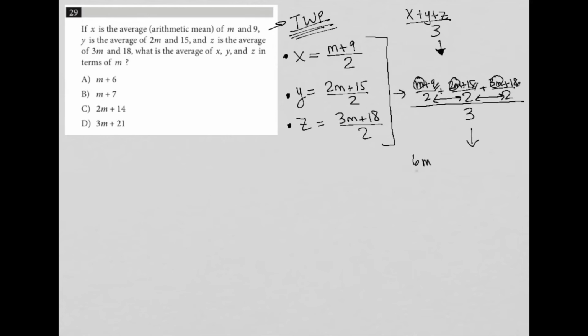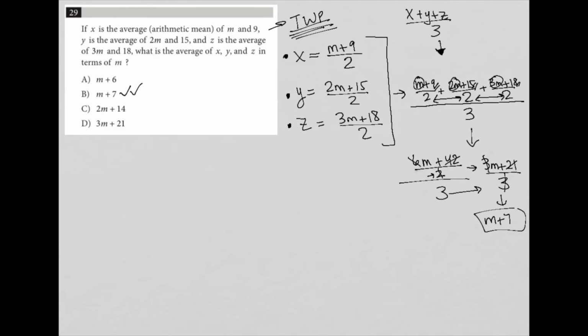If I combine all of those three fractions together, given they have a common denominator, what I end up with is 6m plus 42 over 2 all over 3. This 2 here can simplify this top fraction, right? Because 2 goes into all of these things, leading me to 3m plus 21 over 3. And then 3 goes into both 3 and 21, so I can simplify or reduce this fraction further. And what I'm left with is m plus 7, which means the correct answer must be B. So that's one way to do it.